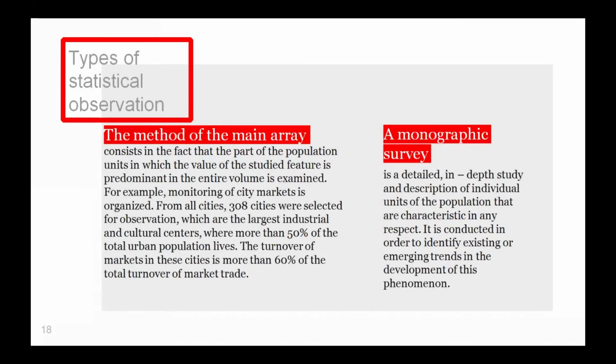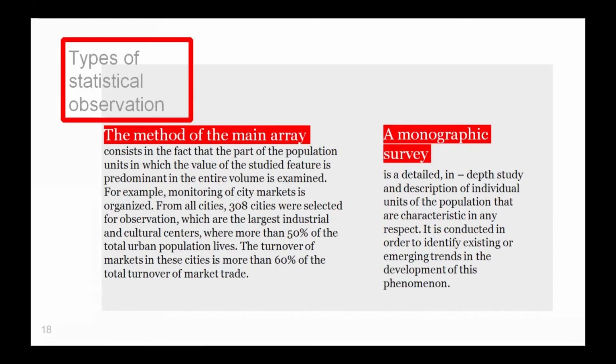The method of the main array consists in the fact that the part of the population units in which the value of the studied feature is predominant in the entire volume is examined. For example, monitoring of city markets is organized. From all cities, those were selected for observation which are the largest industrial and cultural centers, where more than 50% of the total urban population lives.